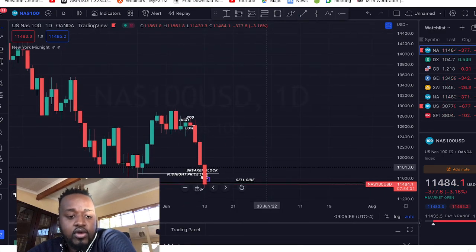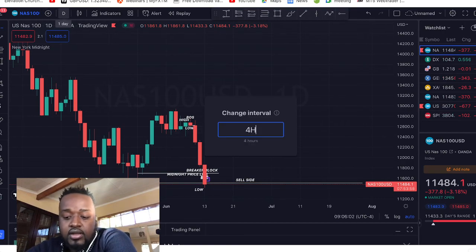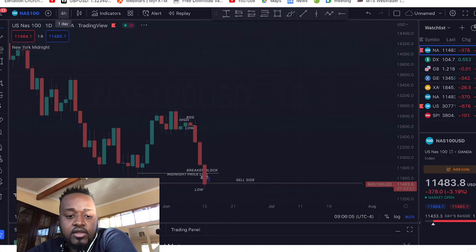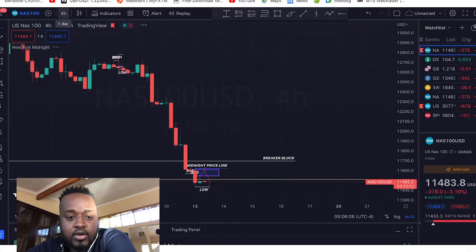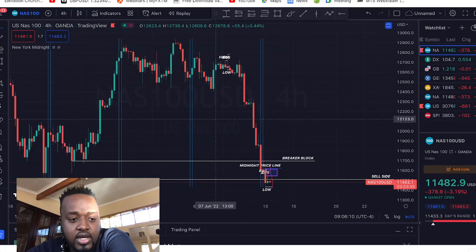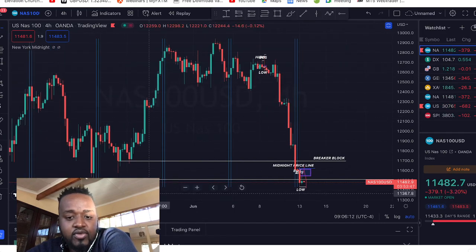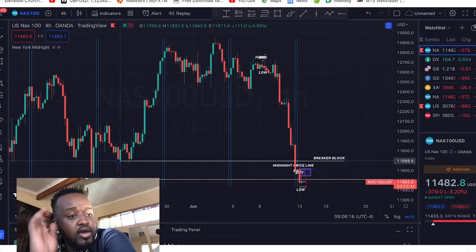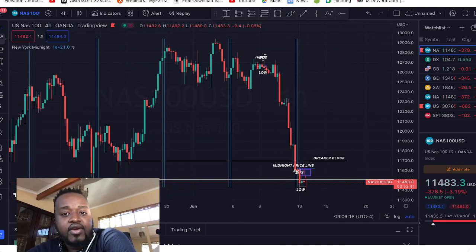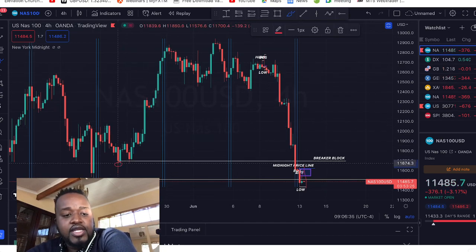But what I saw here, if I go down to the 4 hour chart, is that I believe we got a breaker block. ICT explains a breaker block as when you have a low that takes out a high. This is in a sell setup, when we're expecting sells. So we got a low right here that takes out a high.